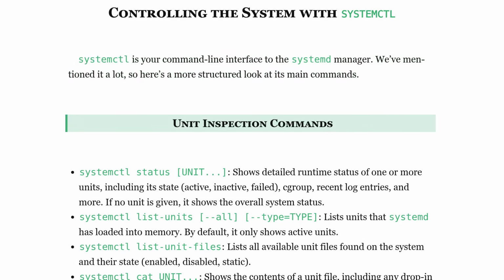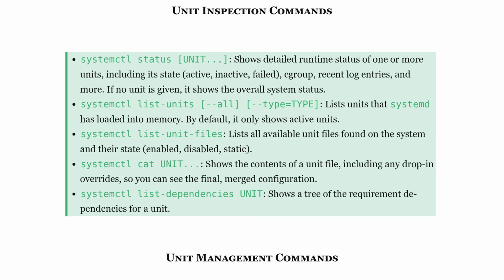Unit inspection commands. systemctl status [unit] shows detailed runtime status of one or more units, including its state (active, inactive, failed), cgroup, recent log entries, and more. If no unit is given, it shows the overall system status. systemctl list-units --all --type=[type] lists units that systemd has loaded into memory. By default, it only shows active units.